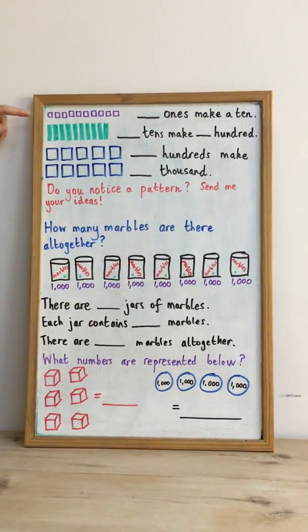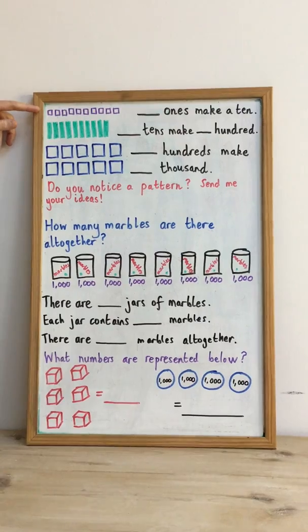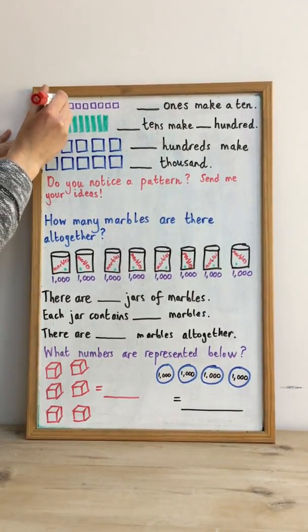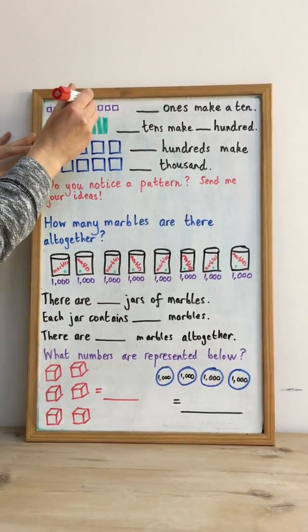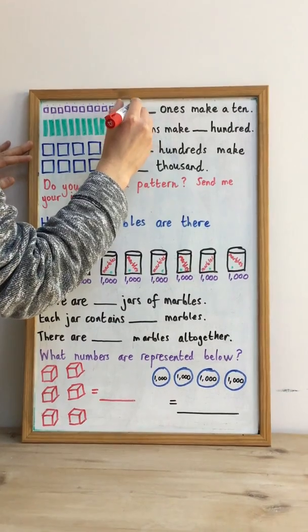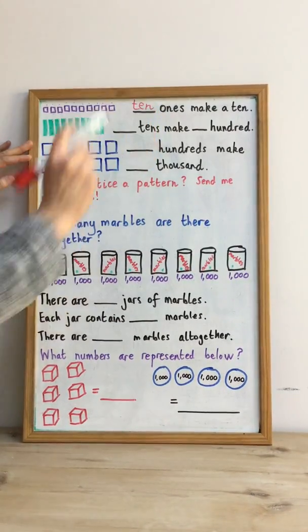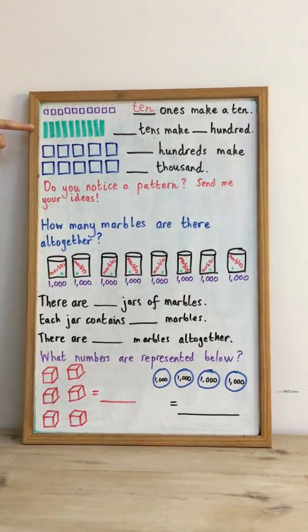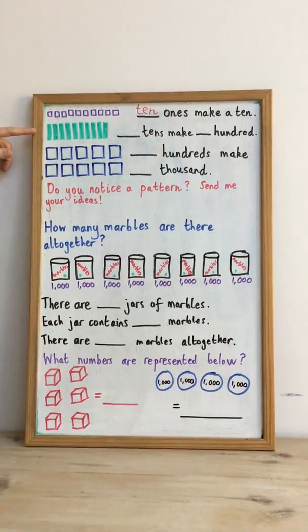So if you look at my top representation, each purple square represents a 1, and if we count them, 1, 2, 3, 4, 5, 6, 7, 8, 9, 10. So 10 ones make a 10.